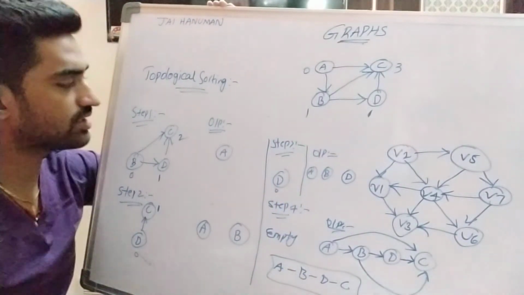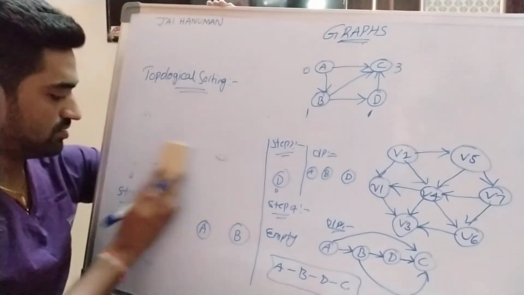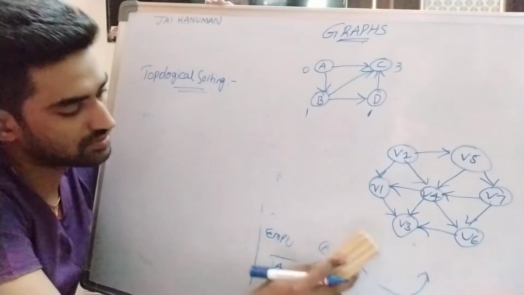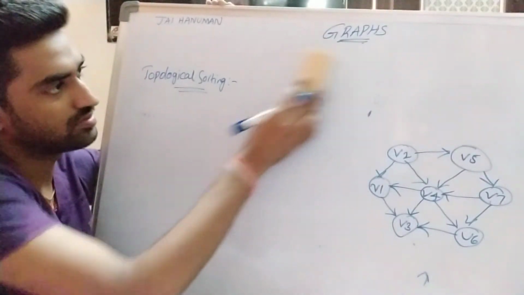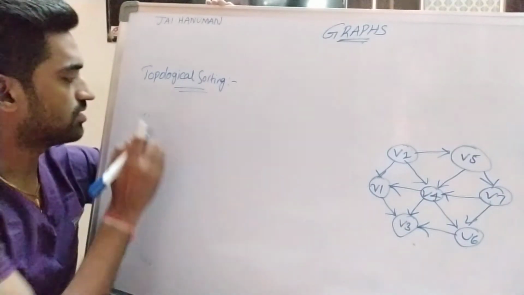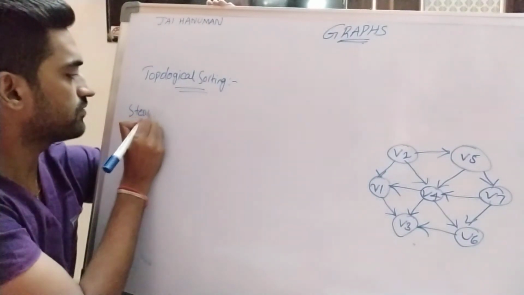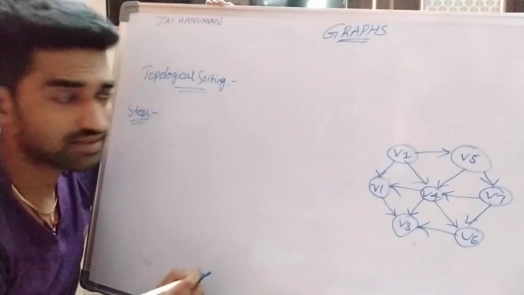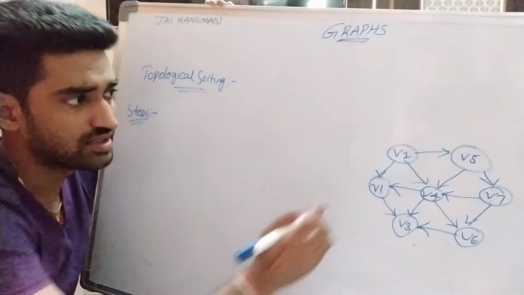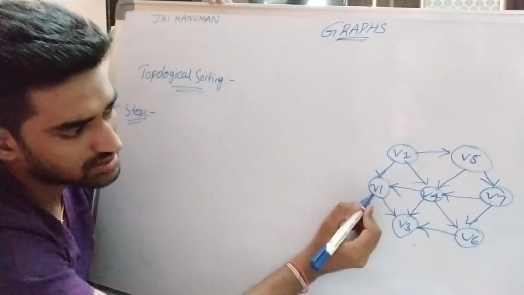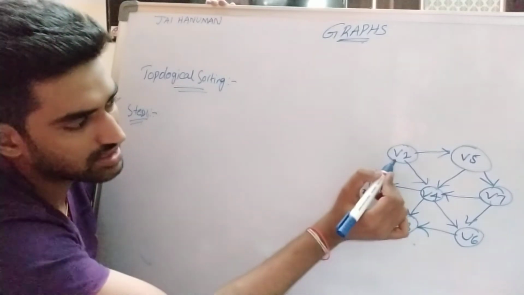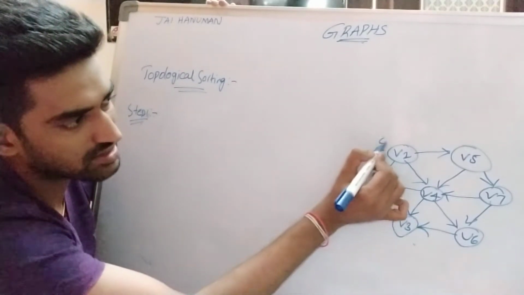Here we take one more example for calculating the topological order. This is our graph, and I want to calculate the topological order for this graph. First of all, we calculate the integrity for each and every vertex. What is the integrity for V1? The number of incoming edges is only 2. What is the integrity for V2? No incoming edges are there, so 0.